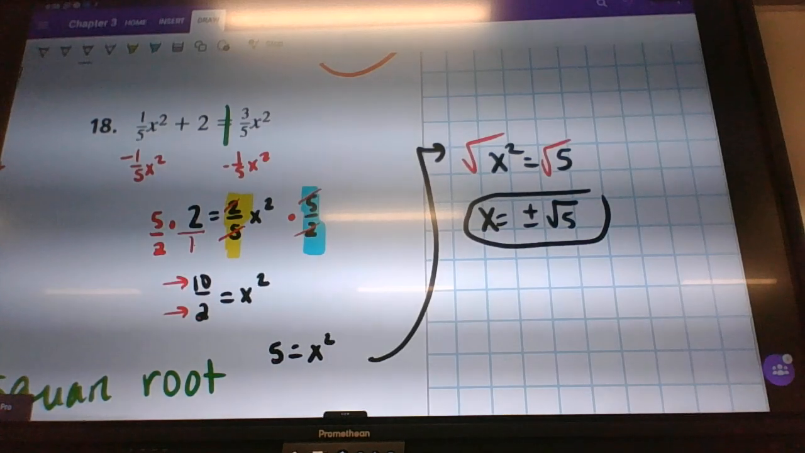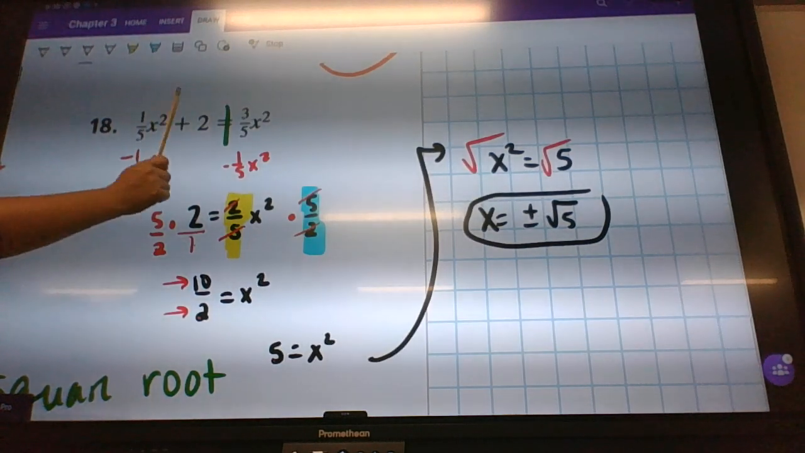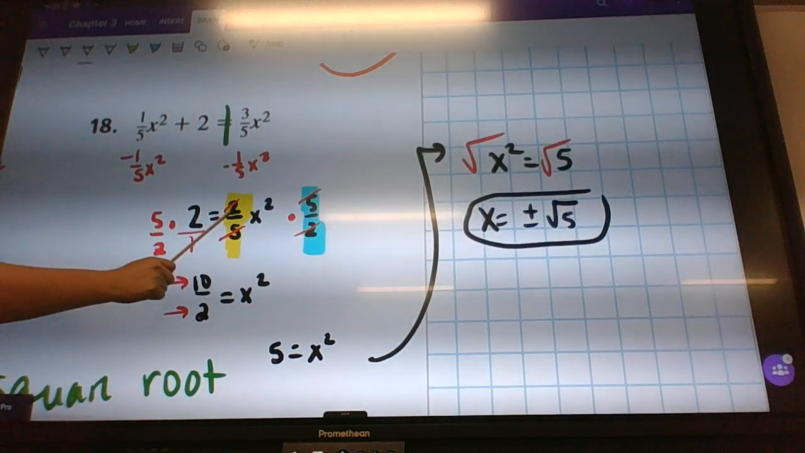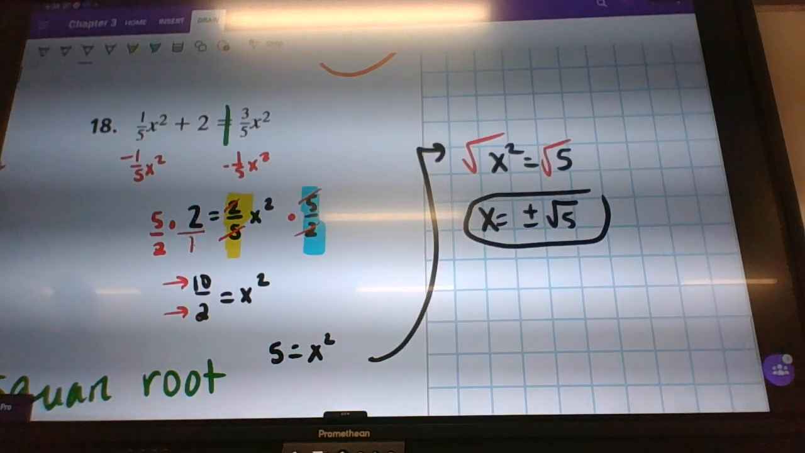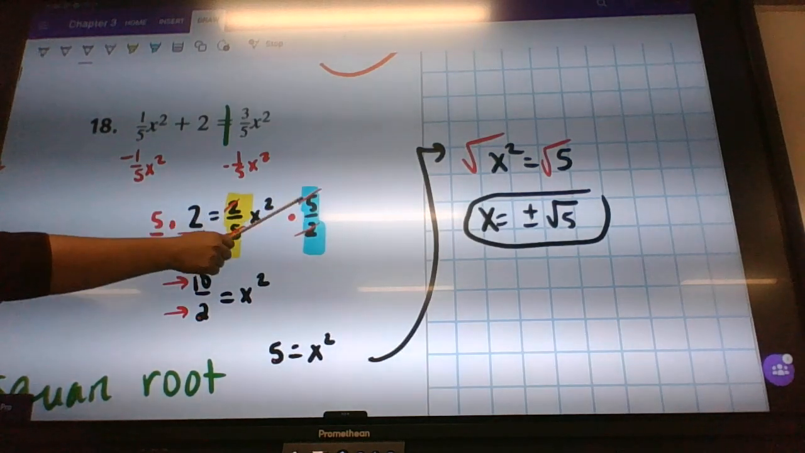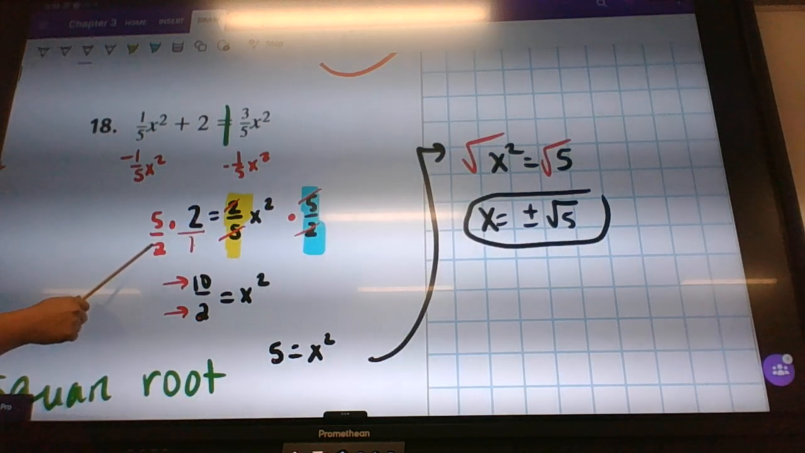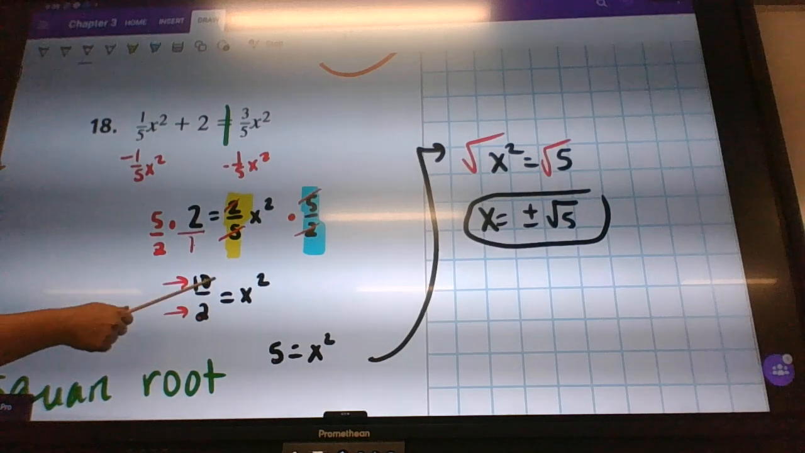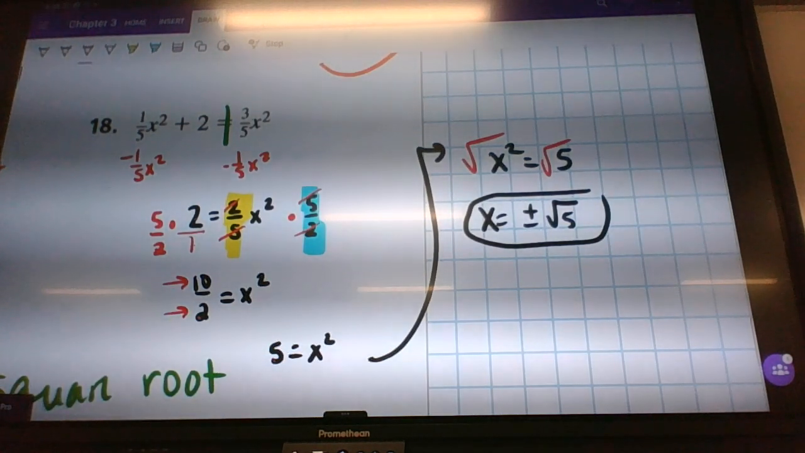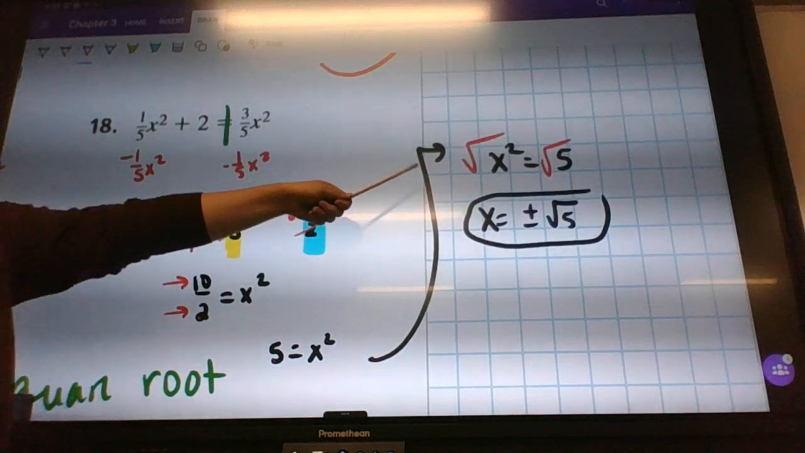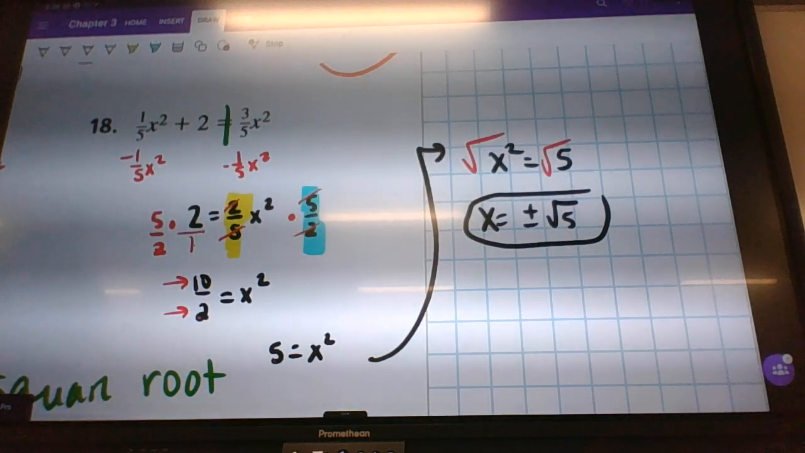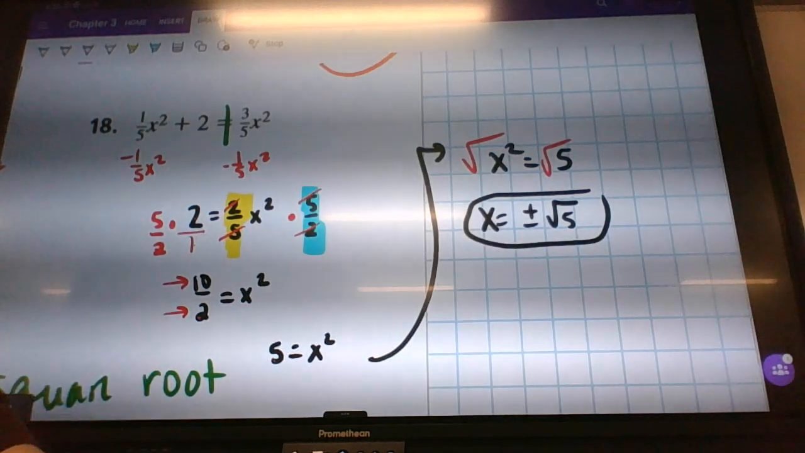Okay, here's 18. So, collect your x squareds together, subtract 1/5, and you end up with 2/5. Then I use the reciprocal like I did over there. I flip the 2/5 to 5/2 on both sides, and that made 10/2, which is 5. 5 is x squared. X squared is 5, square root, and then you don't actually square root 5. You just leave the radical there, plus or minus square root of 5.